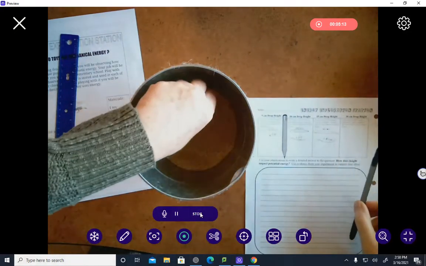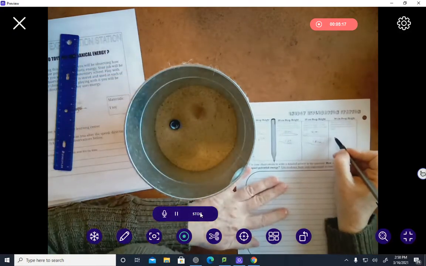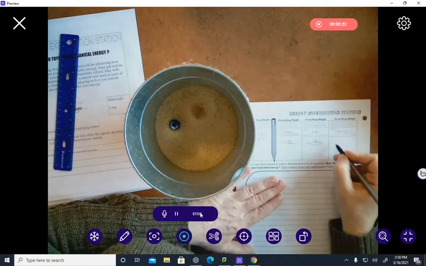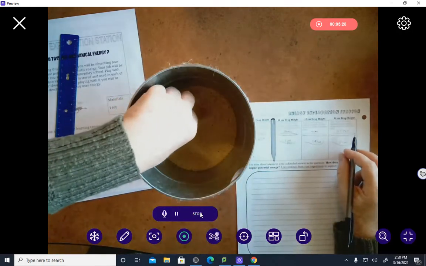All right, so you definitely hear a bigger sound. I'm going to say this is probably about 4.5 centimeters, and that was probably almost 2 centimeters deep. Not quite, but pretty close.